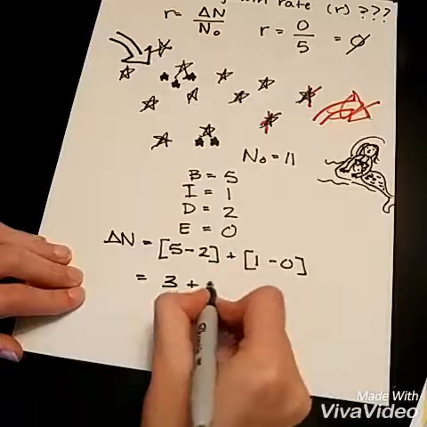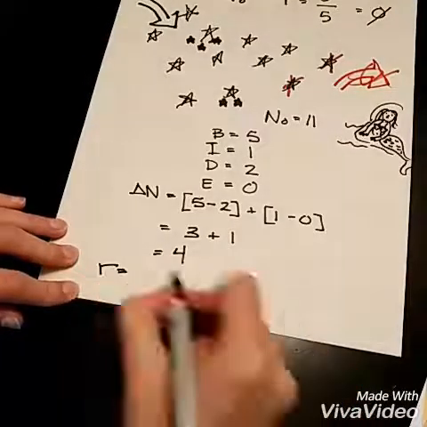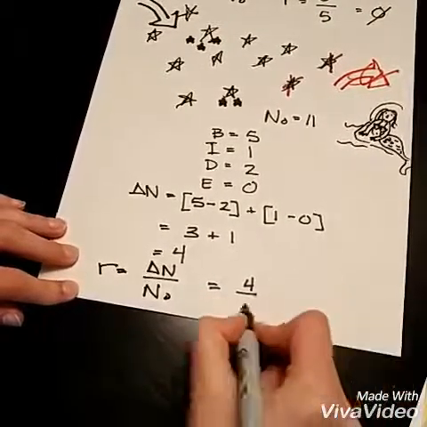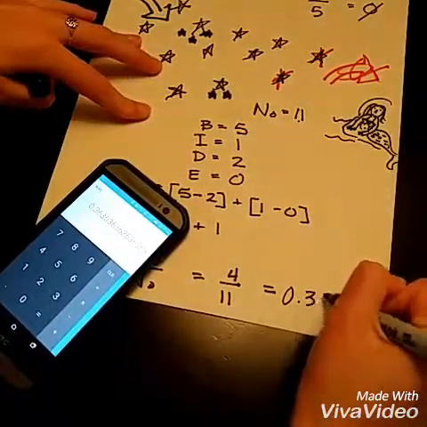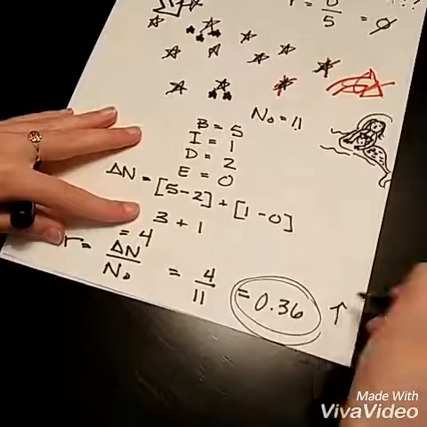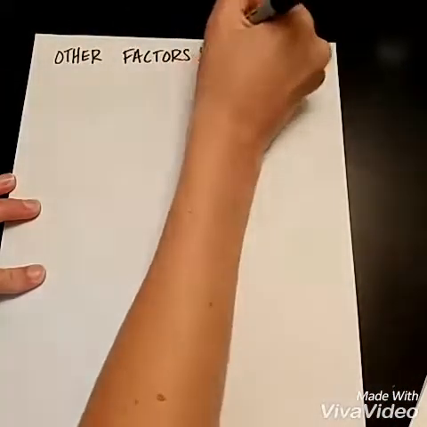Now we're going to calculate and add that into our equation. So our change in N is actually going to equal 4. To get the intrinsic growth rate, I need to calculate, and that is going to equal 0.36. So it's an increase. That is a growing population.